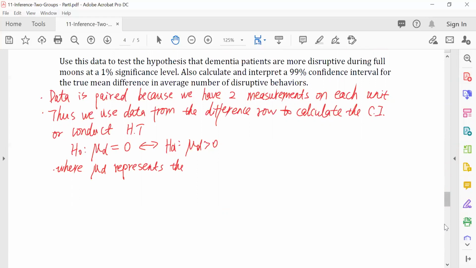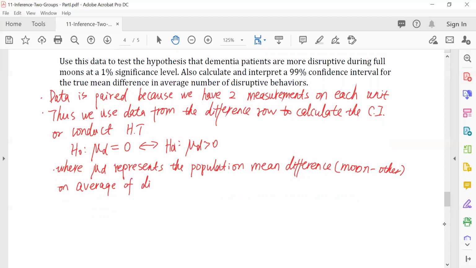the population mean difference, which is moon minus other, in average, I would say on average, of disruptive behaviors. So this is the first step, establish null hypothesis and alternative hypothesis.